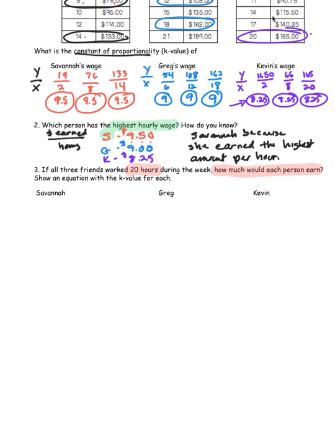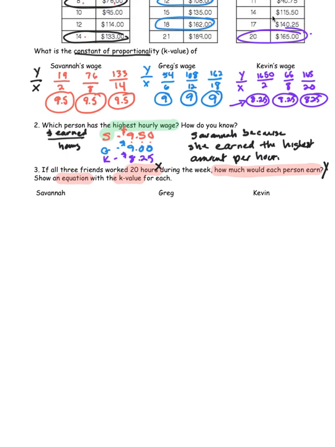So if we look at the tables, what each person earns is the Y value. It then requests that we write an equation with the K value. So let's go back now and talk about what parts are what. We mentioned that hours is referring to X. How much we earn refers to Y. And the K value would be the constant of proportionality.